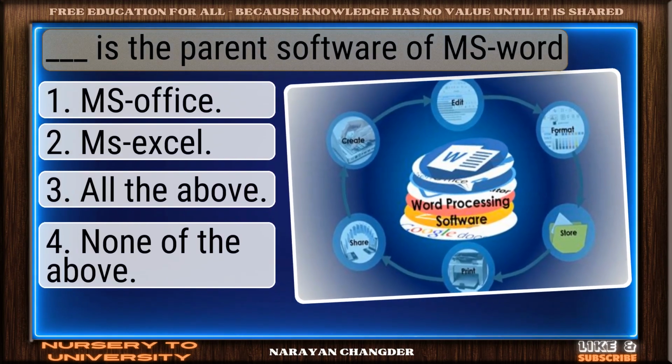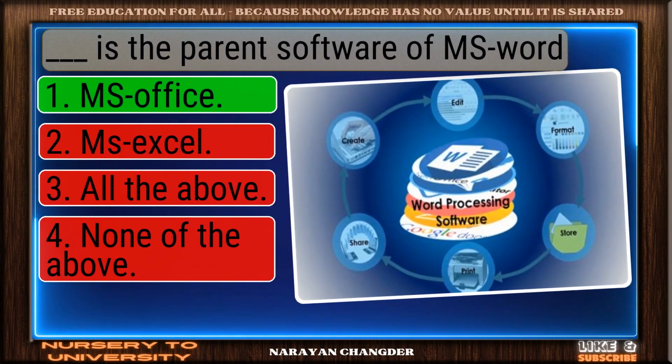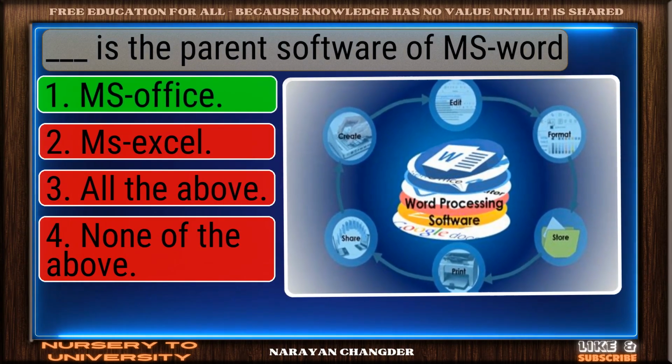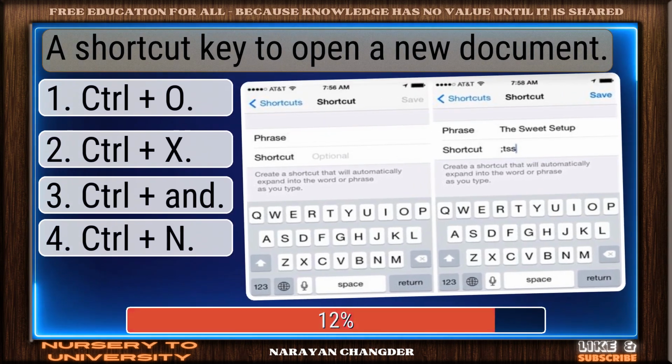Dash is the parent software of MS Word. Well reasoned. MS Office is the correct choice. A shortcut key to open a new document.